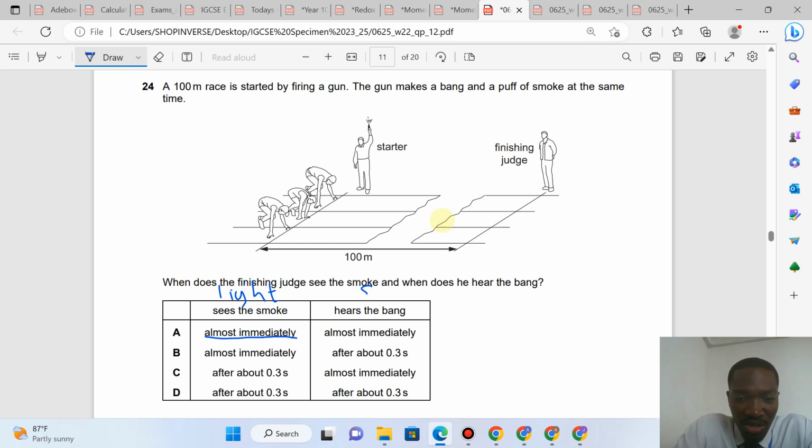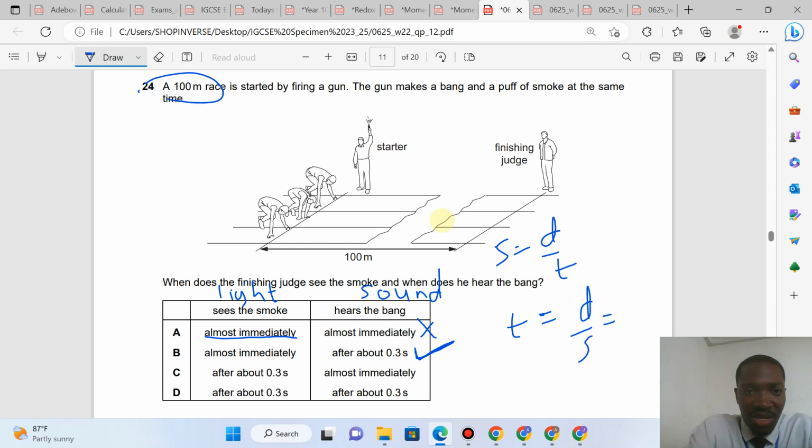Then hearing has to do with sound. Sound is slower. The speed of sound is around 300 meters per second. So does he hear the sound almost immediately? That's not possible. He hears the sound after 0.3 seconds. Why? Because speed is distance divided by time, so if you make time the subject of the formula, time is equal to distance divided by speed. What's the distance? This distance is 100 meters as stated in the question.